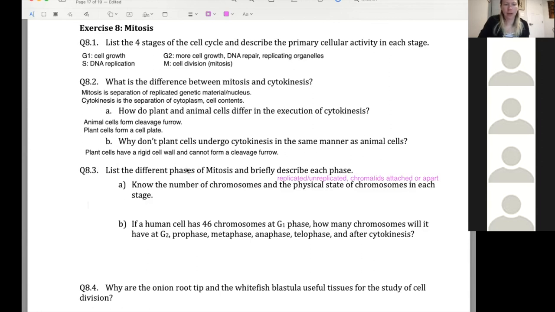So now we're talking about the phases of mitosis: prophase, metaphase, anaphase, and telophase. Do you mean the PMAT? The PMAT, exactly. So in prophase, what's going on with our chromosomes? Are they replicated or unreplicated? Are they attached? Are they apart? They're replicating. Yes, the chromosomes have already replicated. They're condensed because the nucleus is falling apart. They're getting ready to align in the middle for metaphase. And our sister chromatids are attached.